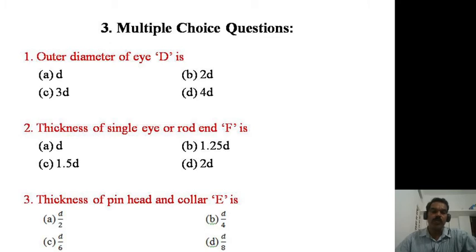Next, what is the third question here? The thickness of the pin head and collar, capital E. So what is the empirical formula for E? What is the right answer here? There are 4 options: d by 2, d by 4, d by 6 and d by 8. So d by 2 is the right answer, that is A is the right answer for question number 3.